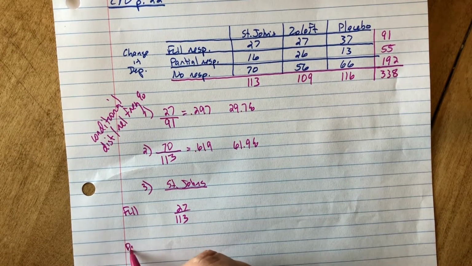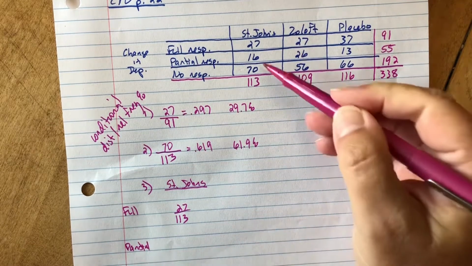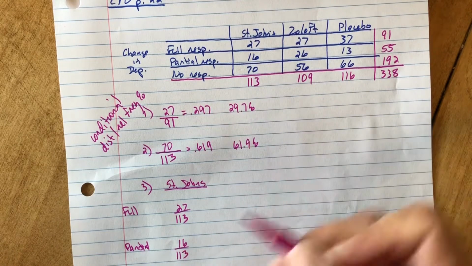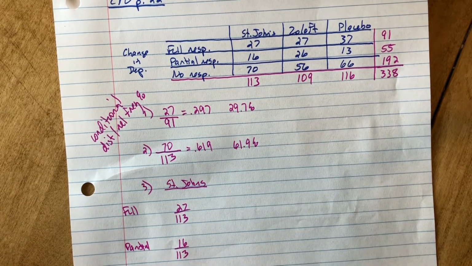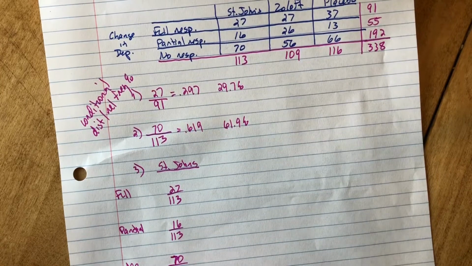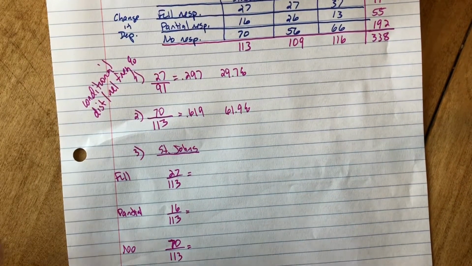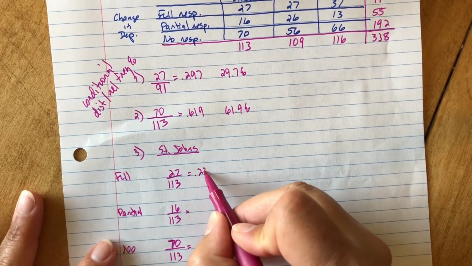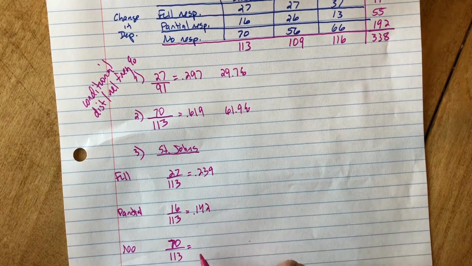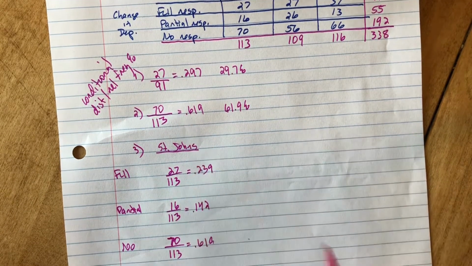Partial is 16 out of 113. And no response is 70 out of 113. Oops, that's a 7. Okay, let me throw some percentages in here. I'll just do the decimals. Throw that in the calculator. We already know that one from up there.